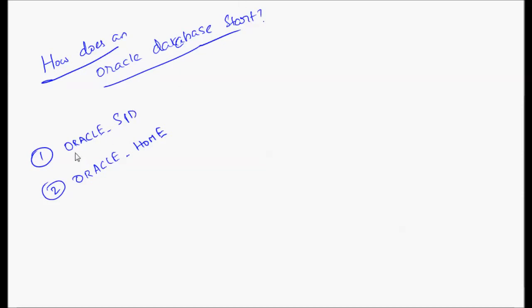In the previous video, we saw that whenever we want to interact with an Oracle database, we need to set the Oracle SID that we want to connect to, and we need to set the Oracle home that we want to connect to. Now let's assume the database is not online. The database has already been shut down. So what are all the processes that are involved in starting up a database?